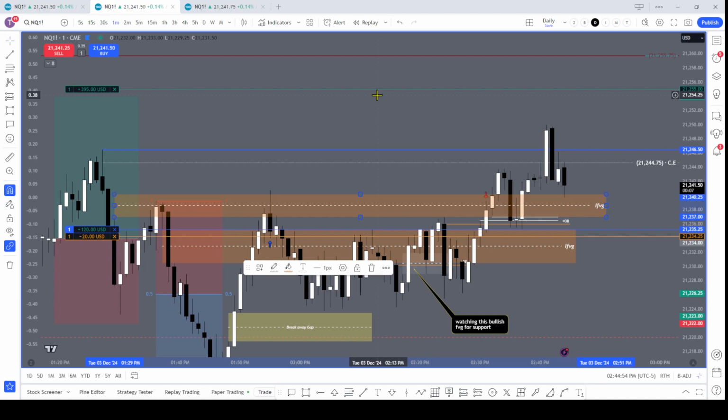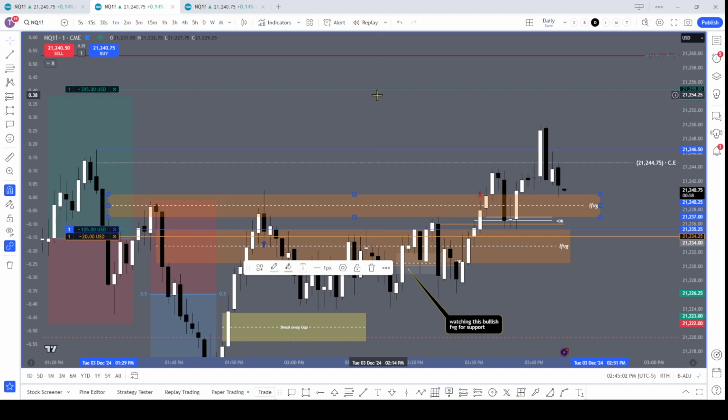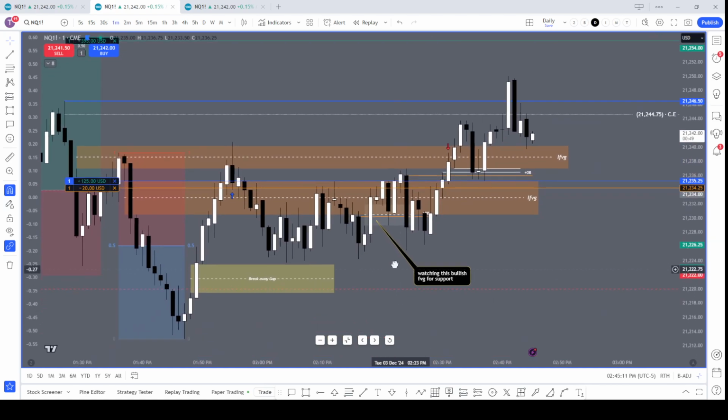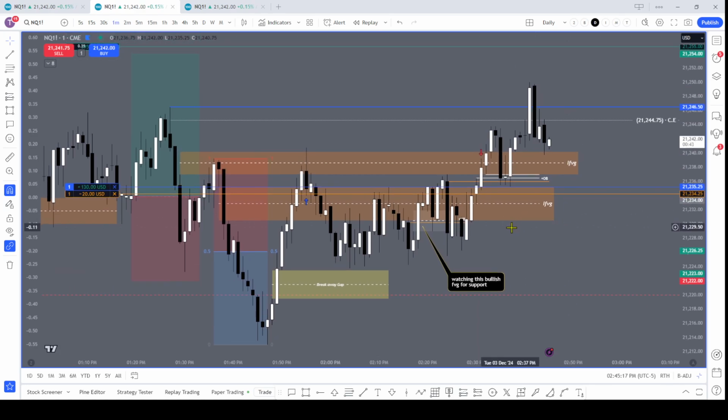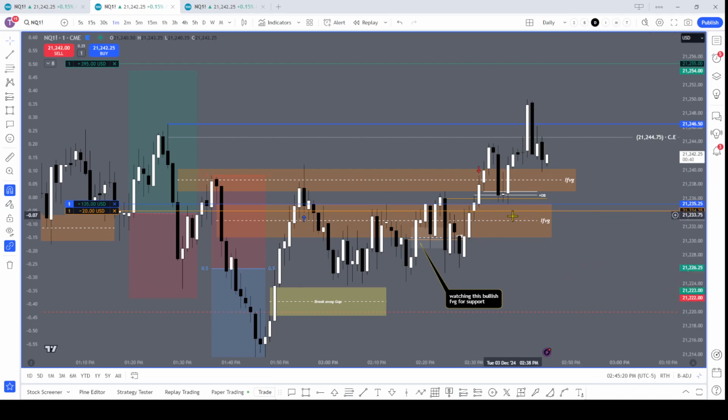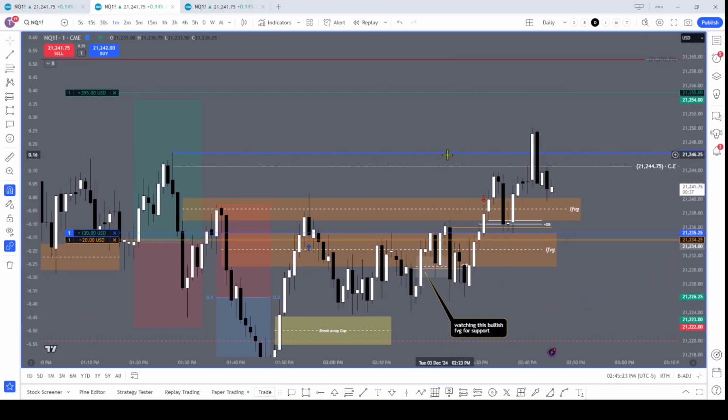Time is at 2:45. Walking in on the 250 macro. We got equal lows down here. Just took buy side. I'm gonna let the trade play out though, because even still, I want to see support in this area. And if I don't see it, my stop loss is down here close to break even.